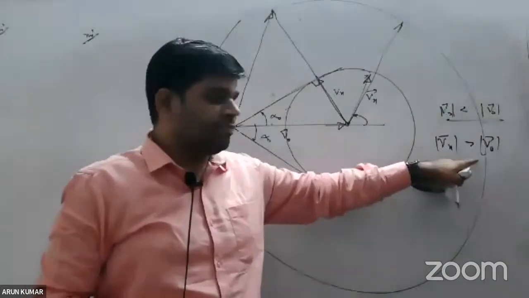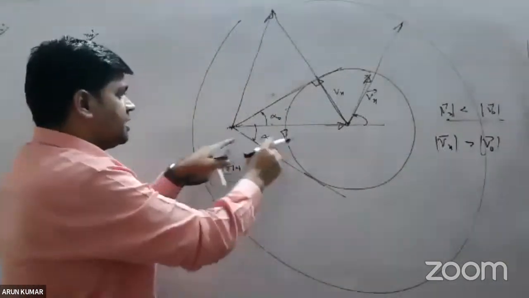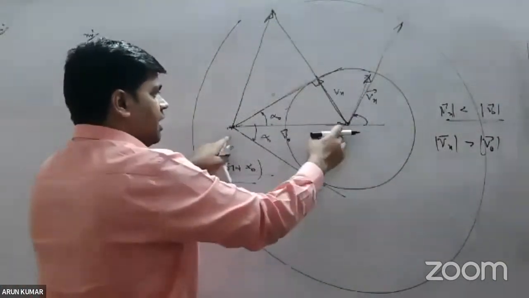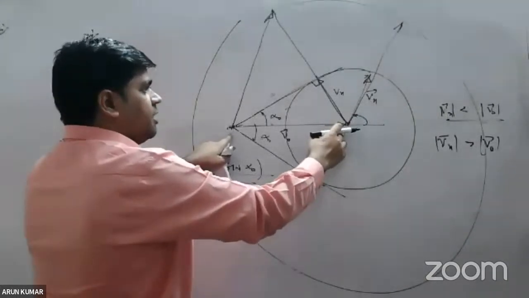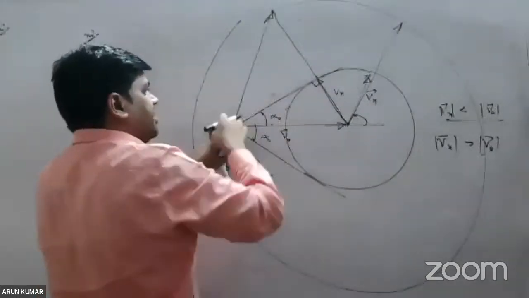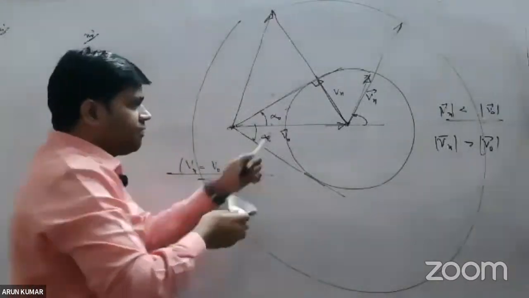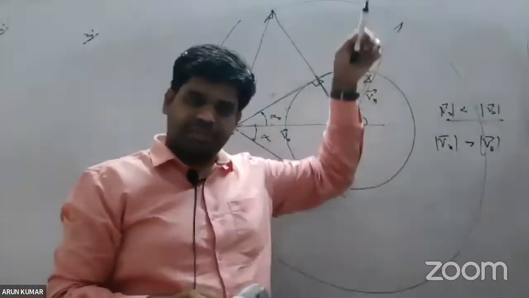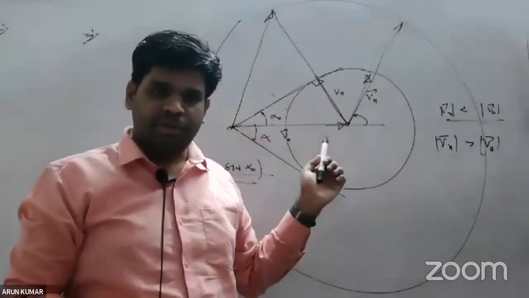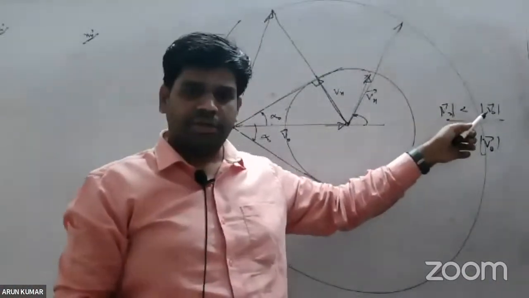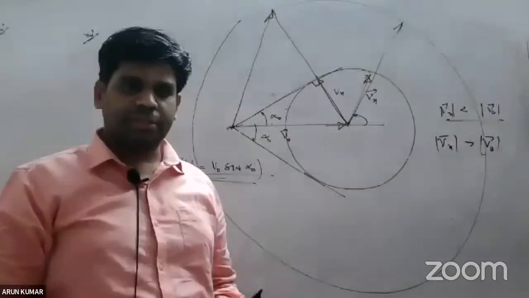If Vx is greater than V naught, my circle exceeds this length V naught, and this vector sum. Okay, I'll just do one thing. Is the first case clear, students? I erase this and just go for the second case. Is the first case clear, where Vx is less than V naught? Yes, sir. Clear? Others?